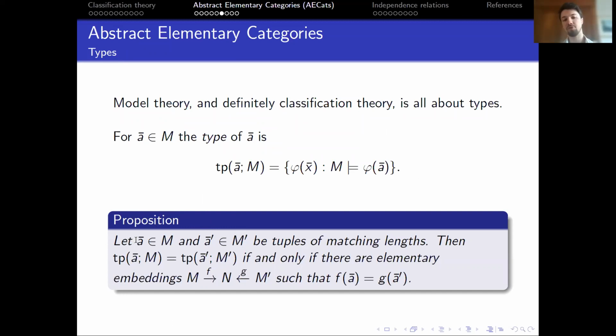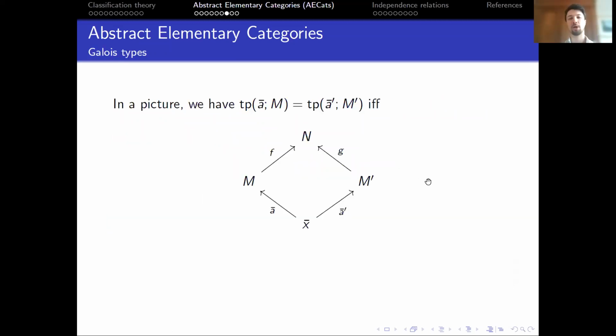So if I have two different tuples, say A in M and A prime in M prime, and they have matching lengths, then they have the same type precisely when there are elementary embeddings f and g into some bigger model N, such that f of A is g of A prime. And I like pictures, so here's a picture of that proposition. They have the same type if and only if there is a commuting diagram like this.